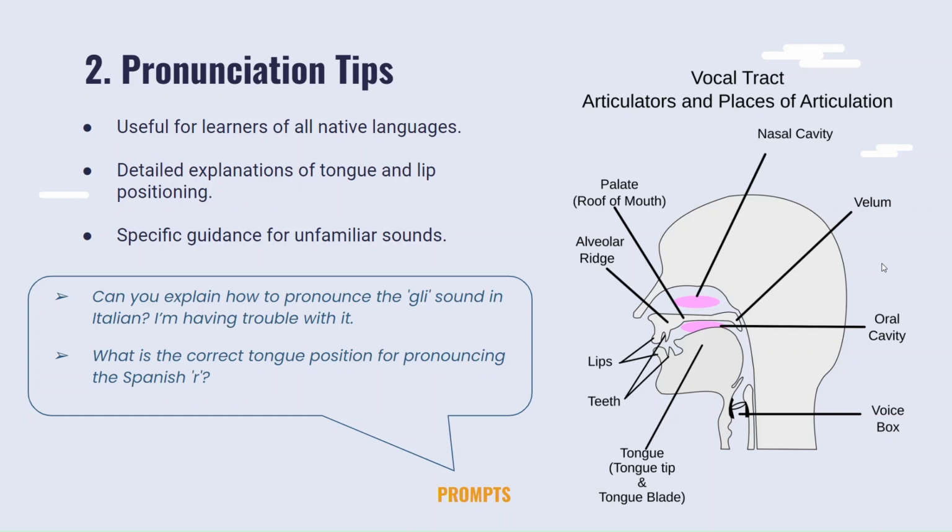So, for example, in this prompt, you can also tell ChatGPT what your native language is. So when it explains, it will be using a reference word from the native language of the student. So if I'm an English speaker learning the gli sound in Italian, it will probably give me the sound of the word million. While maybe if I'm Japanese, it will give me a different word as a reference.